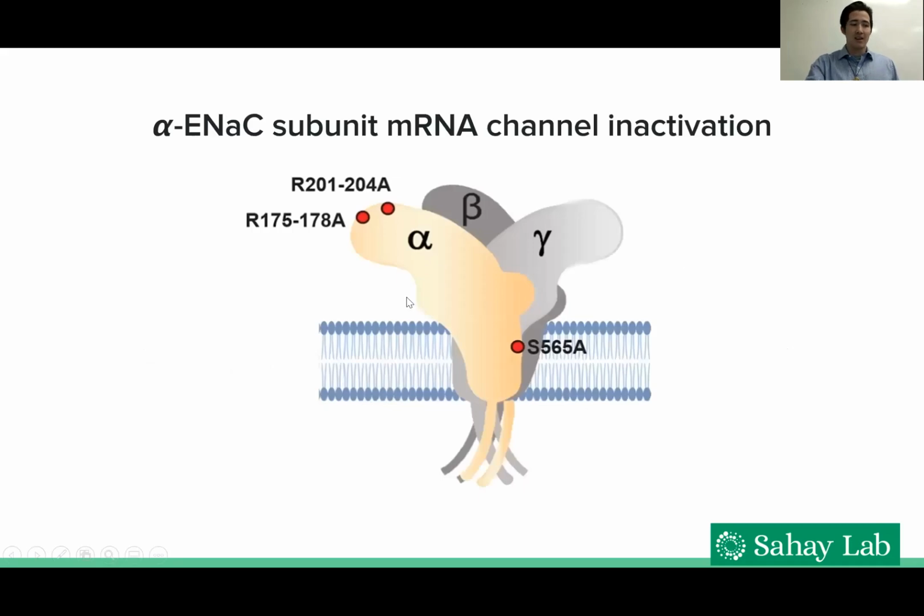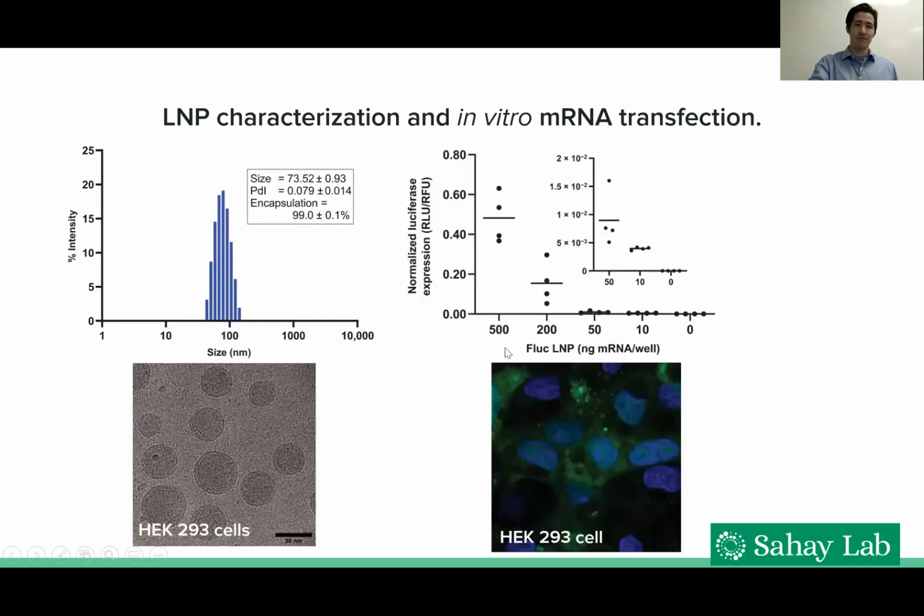So ENaC is a heterotrimeric channel composed of 3 homologous alpha, beta, and gamma subunits, with alpha being essential for a fully functional channel. Therefore, as seen here, our strategy was to mutate the alpha ENaC subunit mRNA at furin cleavage sites and degenerin sites to alanine, highlighted by the red dots seen here and here.